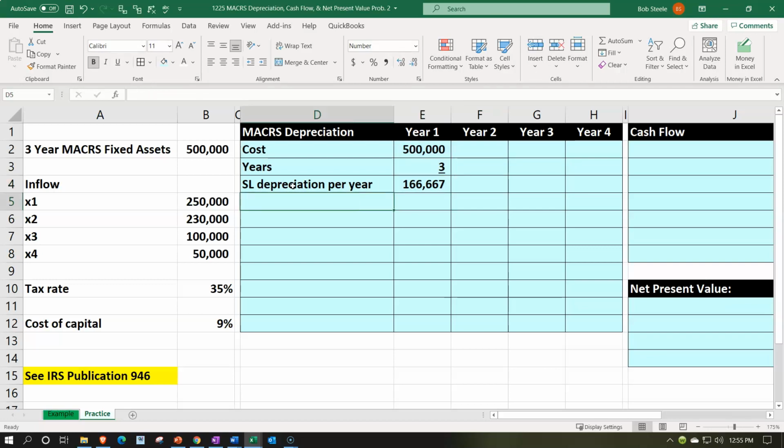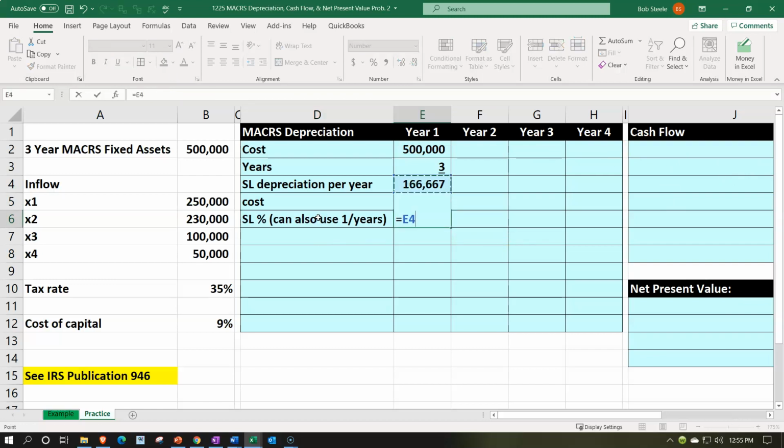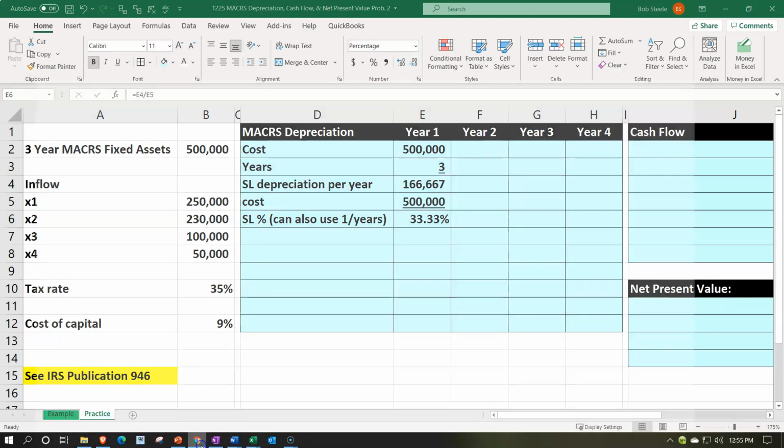166,667. Then we're going to take our cost. The cost is going to be equal to the 500,000. And I'm going to get my straight line percent depreciation. Straight line percent depreciation then being equal to the 166,667 divided by the cost, and making that a percent number group, percent, adding decimals. 33.33. It goes on forever in Excel. Note the tables will round it. That's one of the things that'll be different when you work it with the table.